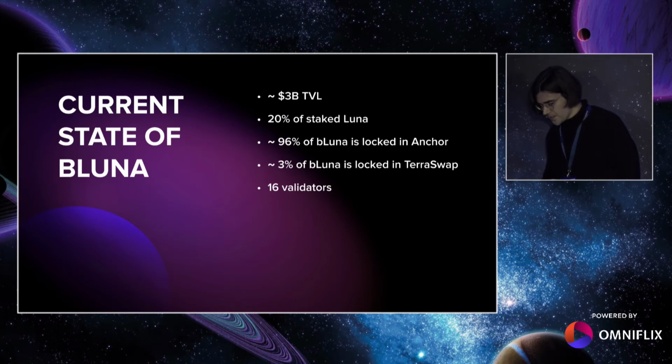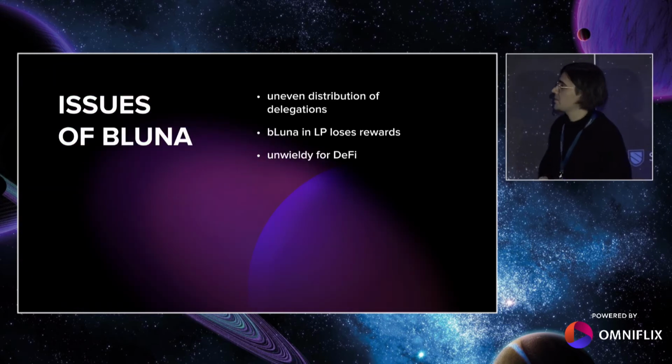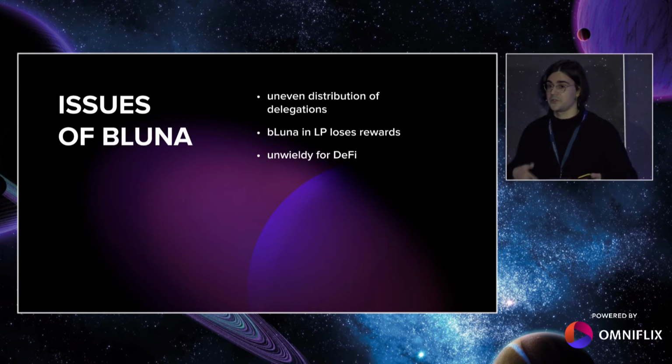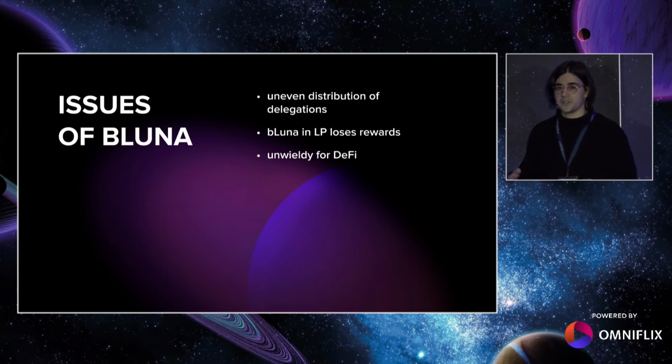Now that we know all that, there are a couple of issues that are associated with BLUNA from our point of view. The first issue is the uneven distribution of delegations. In the initial set of contracts, you could manually select the validator that you could delegate to. This has led to a situation in which around 70% of stake is delegated to the top 2 validators, which is rather unhealthy for the ecosystem.